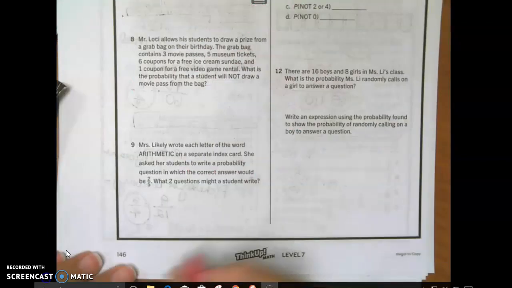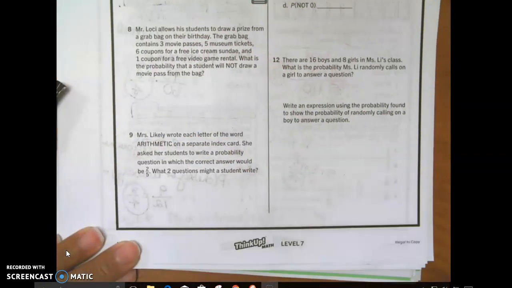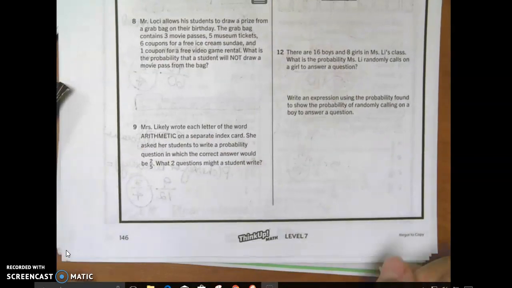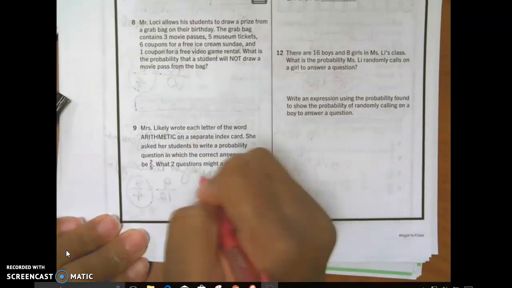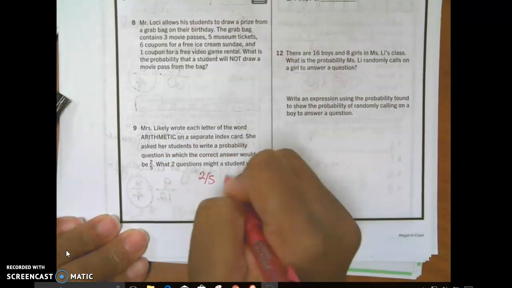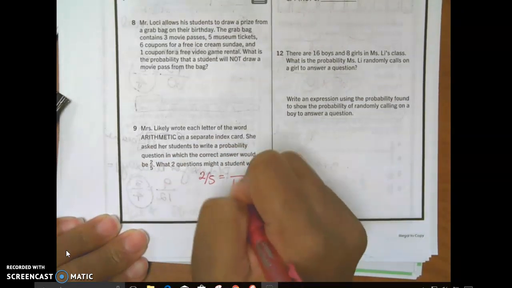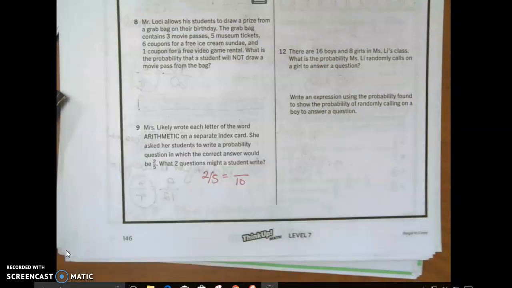Hold, please. Okay, back on this question on number 9 on page 146 really quickly. I left y'all hanging yesterday because I couldn't think of something. Oh, yeah. So I had 2/5 is what I needed, and I have 10 total letters, right? Yeah. So what was the probability that I gave y'all at first? Okay, the probability of a vowel, because there were how many vowels?